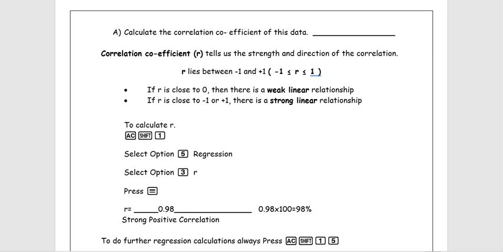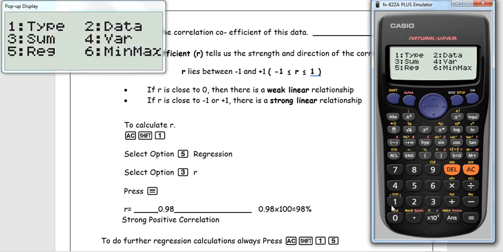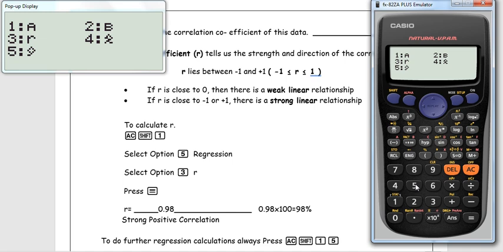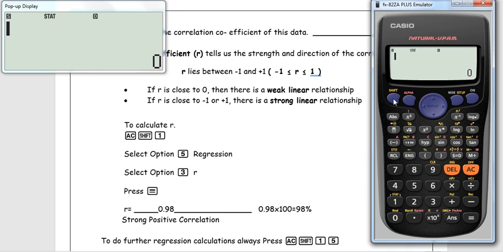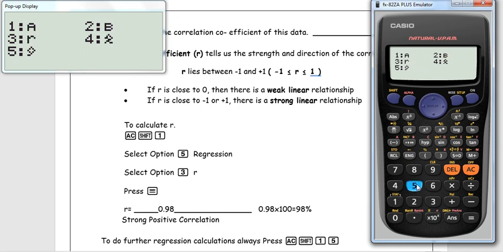Let's move on to another question. To do further regression calculations, we are always going to follow the sequence AC, shift, 1, and because we are still doing regression, we are going to look at option number 5. So every time you want to go back into your regression menu, AC, shift, 1, and option number 5.